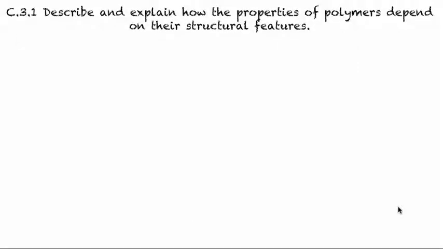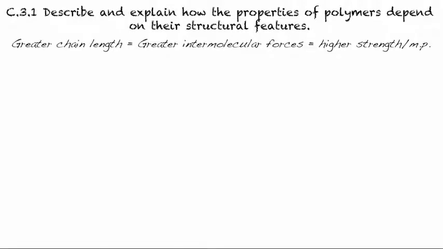Right, in this video we're going to describe and explain how the properties of polymers depend on their structural features. So the basic idea is the greater the chain length, the greater the intermolecular forces, which are based on van der Waals, since these are organic molecular compounds. And when you have those stronger forces, you're going to end up with a higher strength of your polymer and a higher melting point.